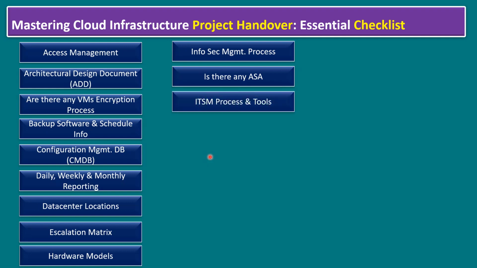And ITSM, that means IT service management process and tools. Most commonly the tool utilized is Remedy, or we can use ServiceNow. All these are considered ITSM tools. So for the ITSM process, we should be aware of incident management, service management, and change management, and also availability management, which all come under the ITSM process.